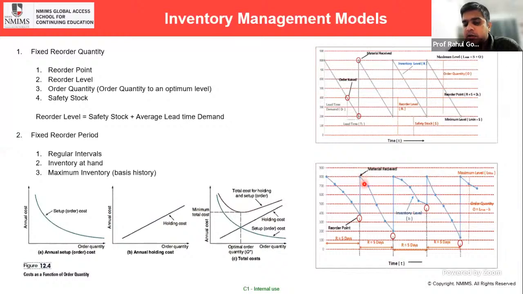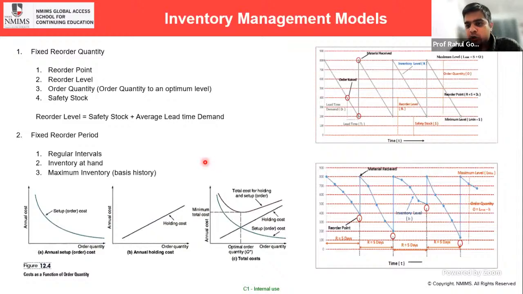Then inventory is getting consumed. Now in these 5 days you have consumed more inventory than in the first case, but once 5 days have passed, again you place an order. So if you look at the first case and the second case, the first is a fixed order quantity. Here it is a fixed time period, and every time you are placing a different order quantity.